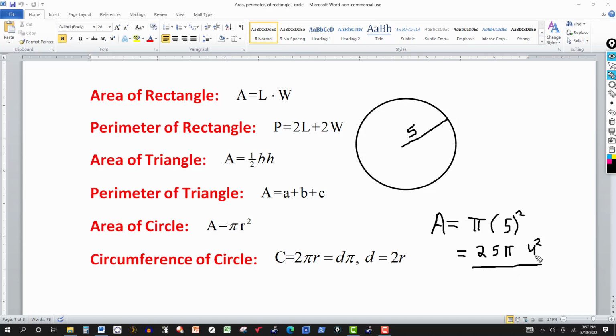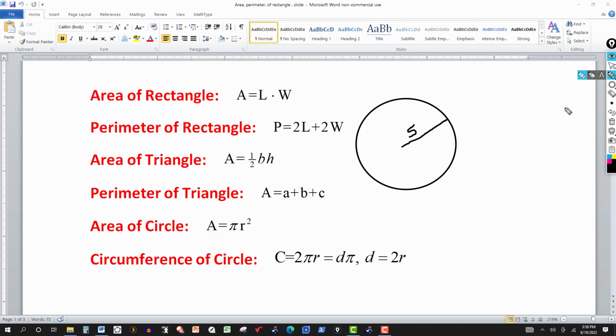If you want an approximation, then you can use your calculator and multiply 25 by pi, which is approximately 3.14, and round it out to whatever places they tell you. But if they tell you they want an exact answer, then this is what you want right here.